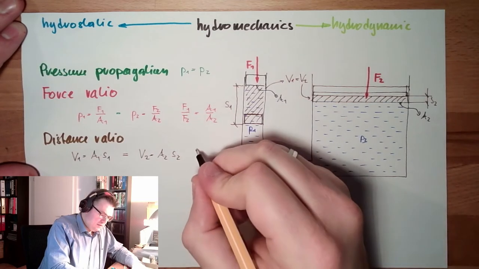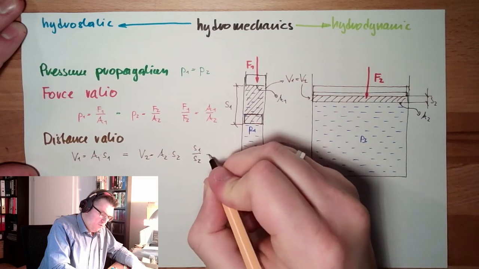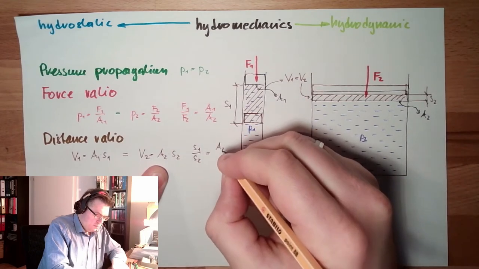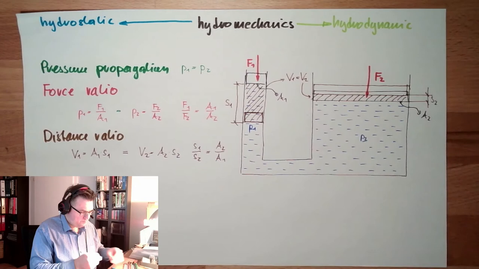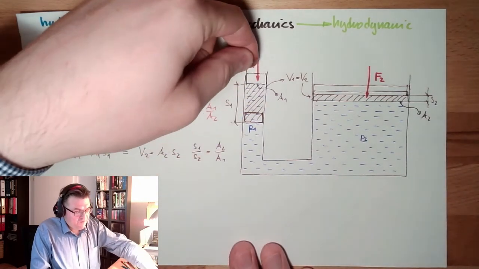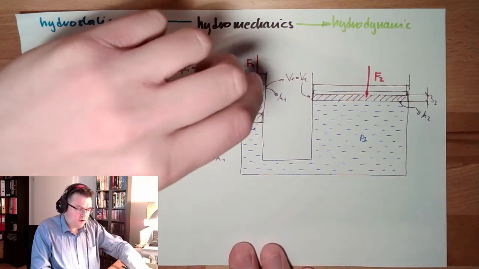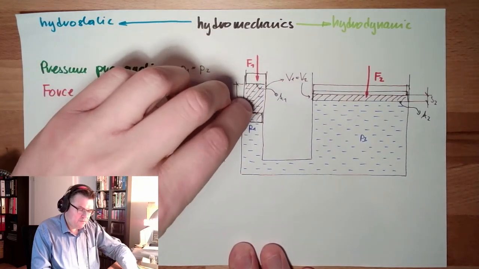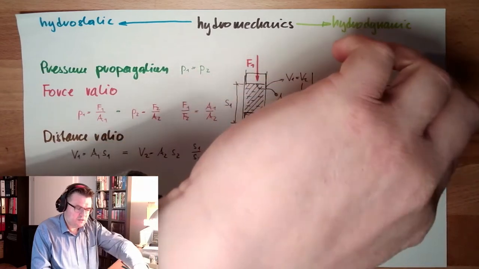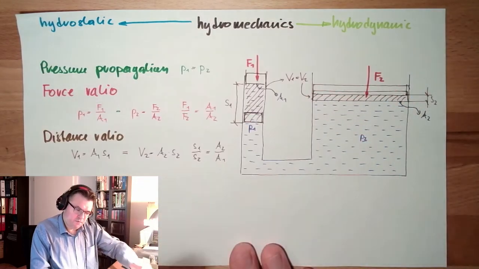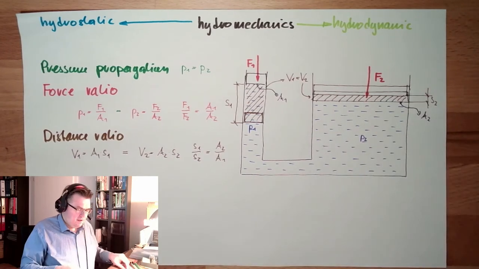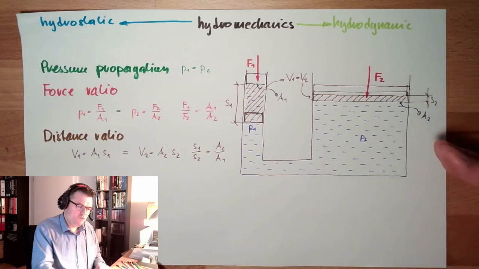Yeah? This means movement 1 divided by movement 2 is, and now we have exactly the other way around, A2 divided by A1. Okay. This means if I apply a small force to put this down, I have to move pretty far down, because here is a big area. This will move not that far. However, with a big, big force. This means, you see, the work is the same. Force multiplied by movement must be the same.